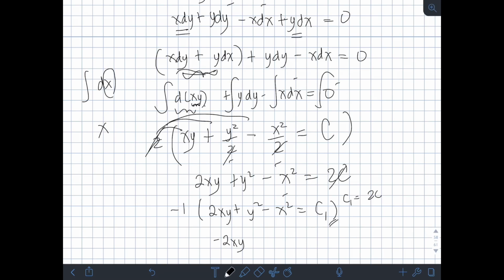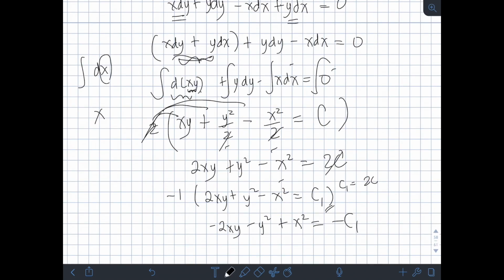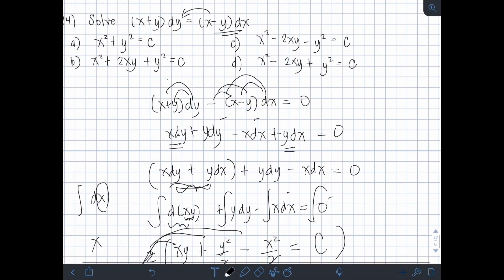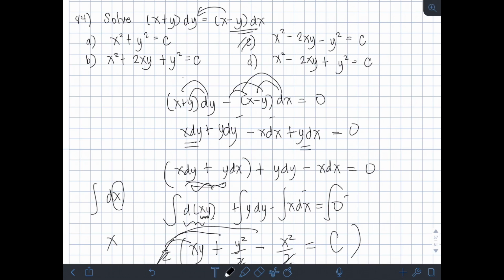So, negative 2xy minus y square plus x square equals negative c1. But this negative c1, let's absorb it again. So, negative c1, let's say c2 na lang. So, rearrange ko. X square minus 2xy minus y square equals c2. So, therefore, this is the other form. So, the answer is letter C.